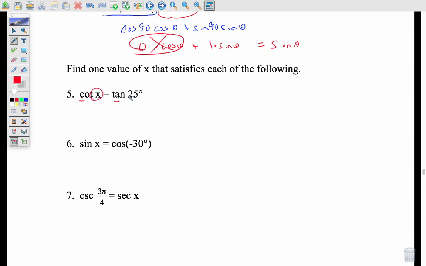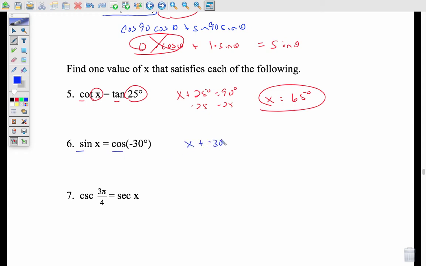A couple of quick questions here with cofunctions. Cotangent and tangent are cofunctions, which means their angles of x and 25 should add to be 90 degrees. They're complementary. So x plus 25 equals 90. We'll subtract 25 from both sides, and here x is going to equal 65 degrees. Okay, pretty straightforward, at least I hope so.